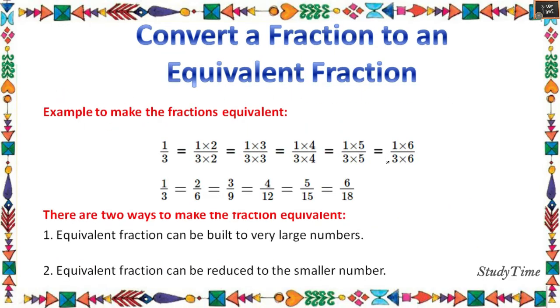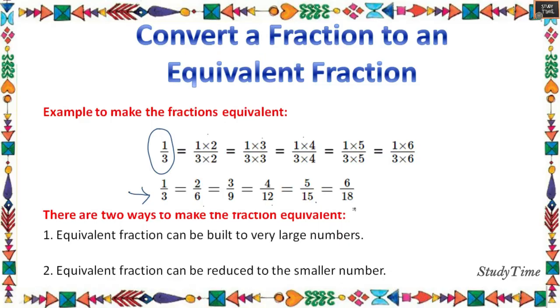Convert a fraction to an equivalent fraction. Suppose you have a number and you have to find the equivalent fractions. First, you have to multiply both numerator and denominator by 2 or 3, 4. You can keep on multiplying to get the equivalent fraction. See here 1 by 3. And if you multiply by 2, you will be getting 2 by 6, 3 by 9, 4 by 12, 5 by 15, 6 by 18. Here all these are equivalent fractions.